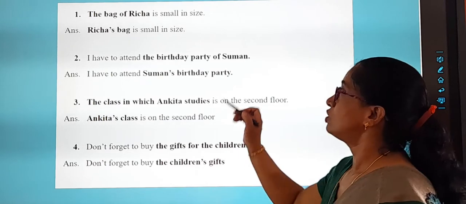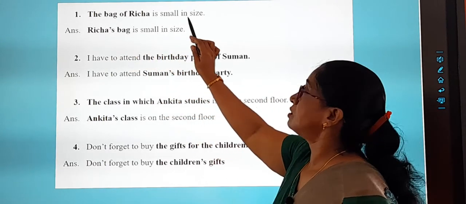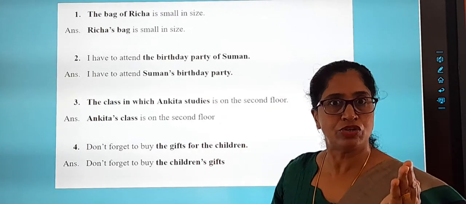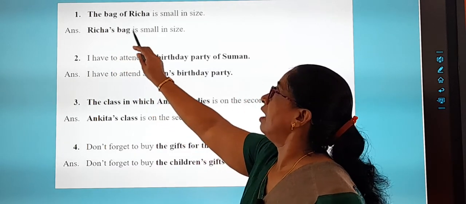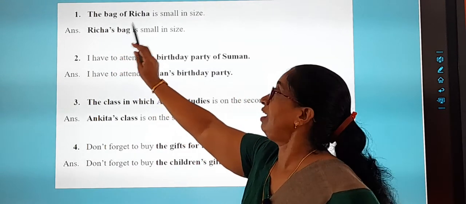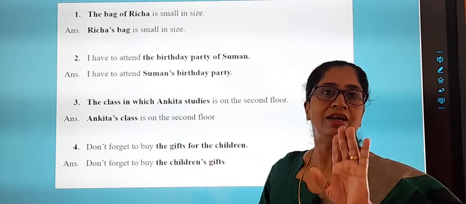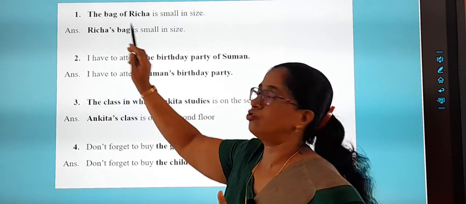Okay students, so let's read it. The bag of Richa is small in size. So, instead of saying that, the bag belongs to Richa. So, I should write Richa's bag. Richa apostrophe S. Richa's bag is small in size, because the word Richa does not end with S. So, I have to put apostrophe S.